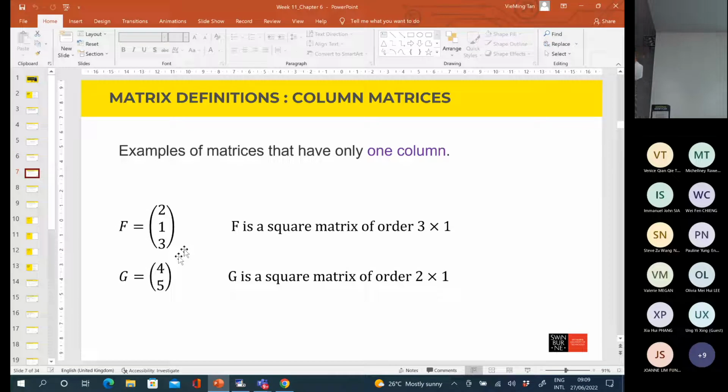Okay. Matrix F. How many rows does matrix F have? 1, 2, 3, 3 rows, but only 1 column. So matrix F is a matrix of order 3 multiplied by 1. G has 2 rows, right? 1 column, 2 rows, 1 column. So it's a matrix of order 2 multiplied by 1. Okay, next.